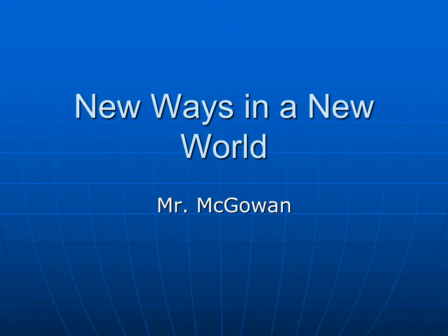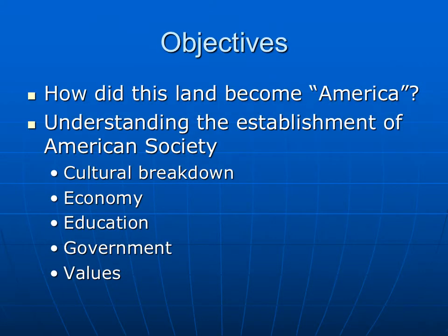Today we're going to be looking at the new ways in the New World, specifically the factors that contributed to making the American identity and American culture. So the first question we need to look at is, how did this land become America, what we now know as America? We are going to look at the establishment of American society, the cultural breakdown, economy, education, government, and values, all the factors that played into making that specific American identity.